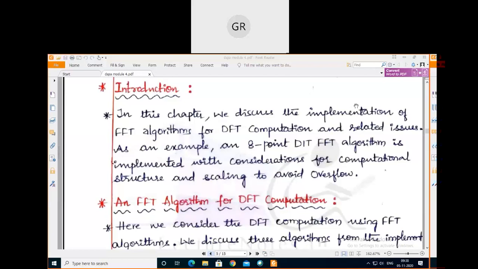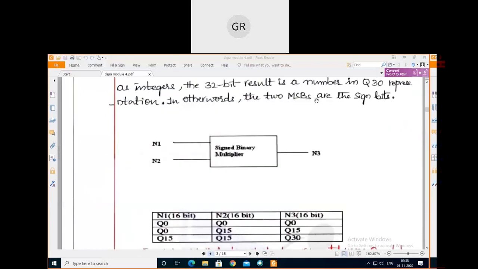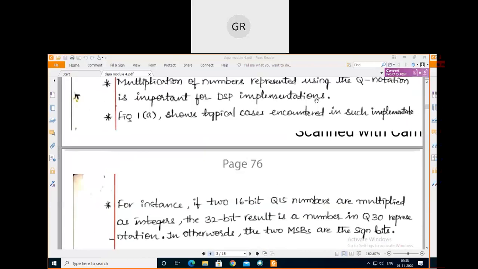Good morning. In the previous class, we discussed Q notation, the coefficients and signals to be represented in Q notation format. Q15 and Q7 and different numbers Q2, Q3, Q1, any value after Q represents the number of fractional bits.